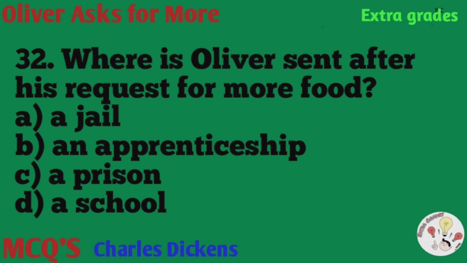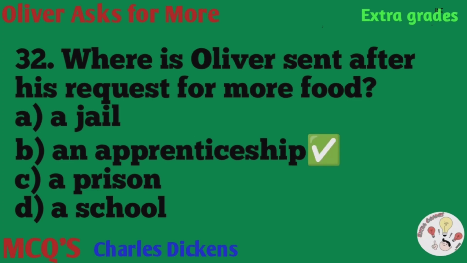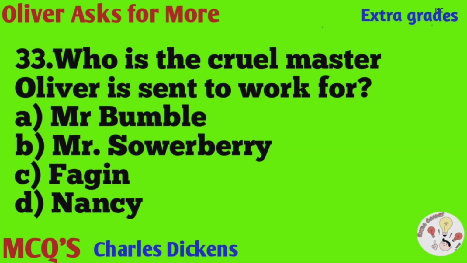Question number 32. And the question is, where is Oliver sent after his request for more food? And the options are A. Jail. B. An apprenticeship. C. A prison. D. A school. And the correct option is B. An apprenticeship.